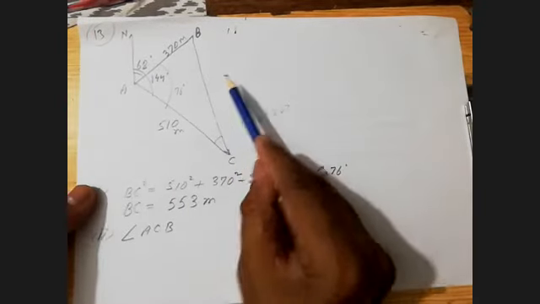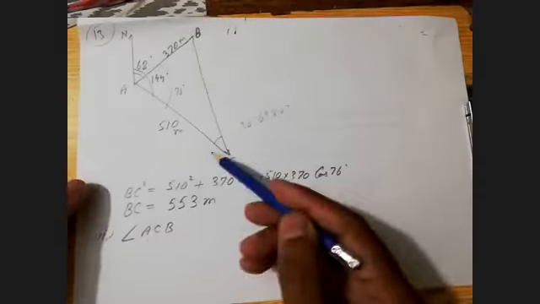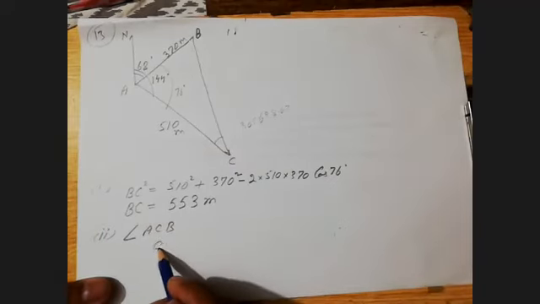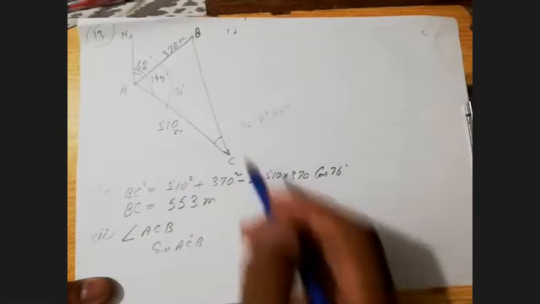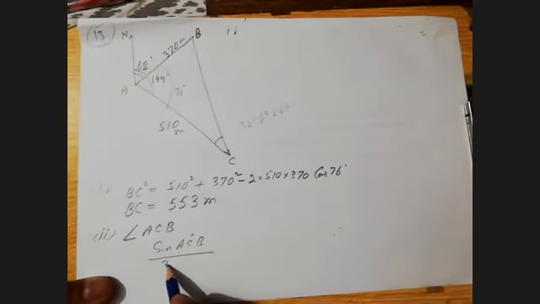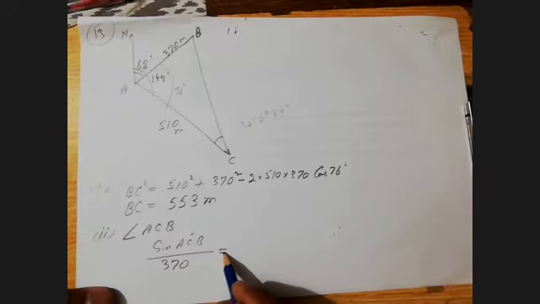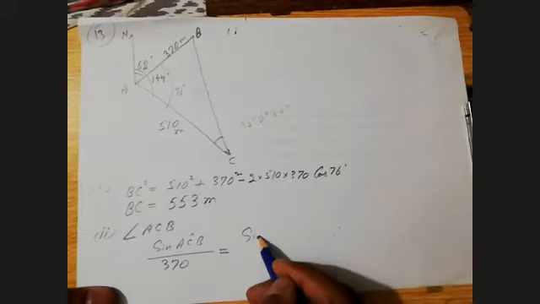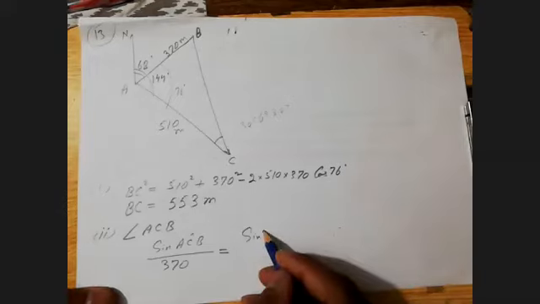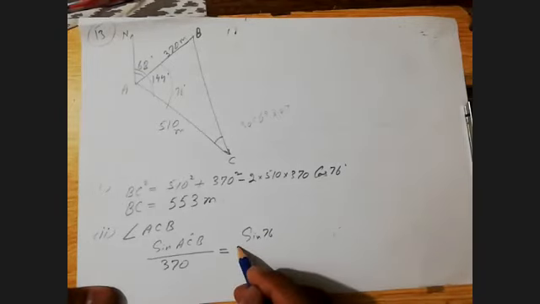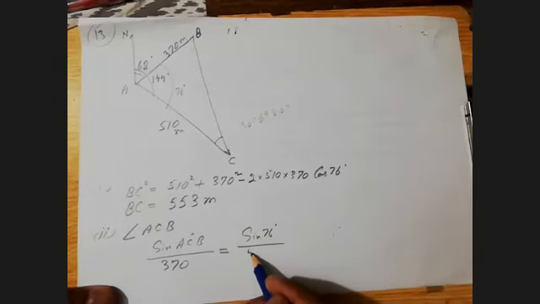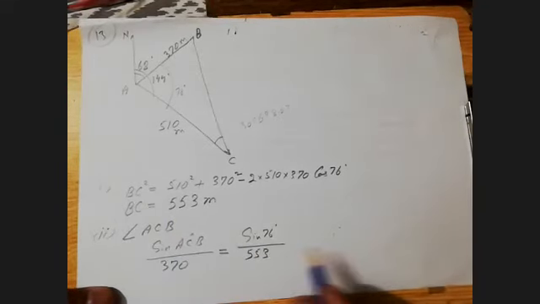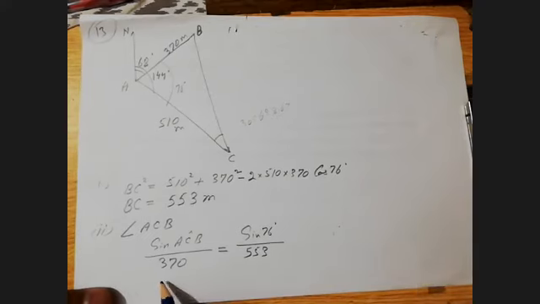I know all the sides, and this angle is also known to me. So simply I can apply the sine rule. So sine ACB, sine of this angle over the side against this, 370, is equal to sine of angle 76 over the side against 76, which I have calculated as BC, 553. Okay, now after simplification, please tell me the answer.